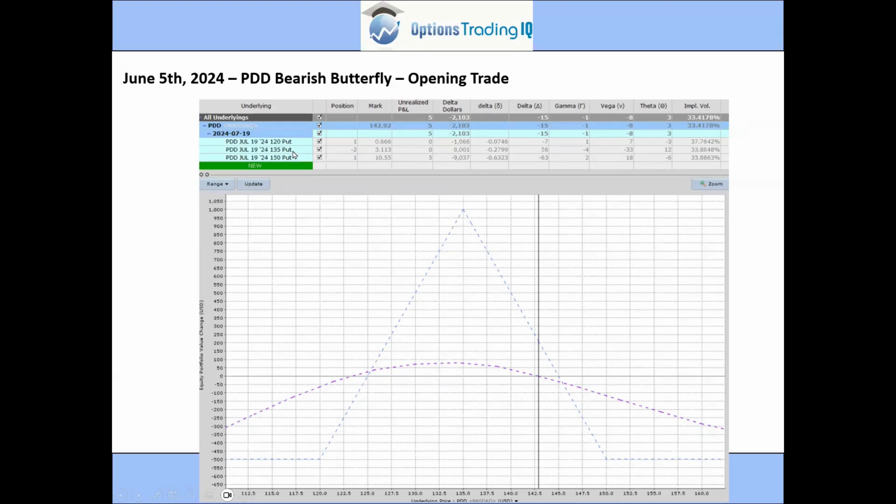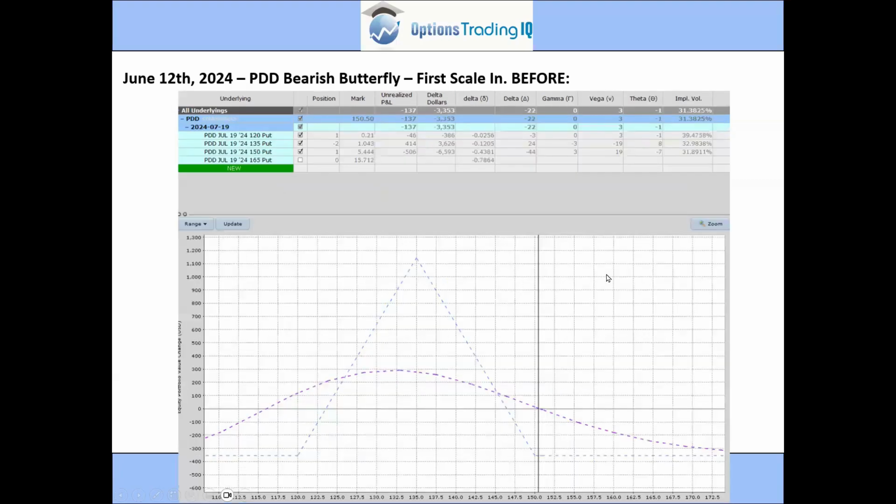Here we're going about 7 points below, about 15 points wide. We've got a nice wide structure. Our scale in points would be the upside strikes, so 150 on the upside or 120 on the downside. Moving forward, June 12th, so about a week later, we hit the upside at 150.